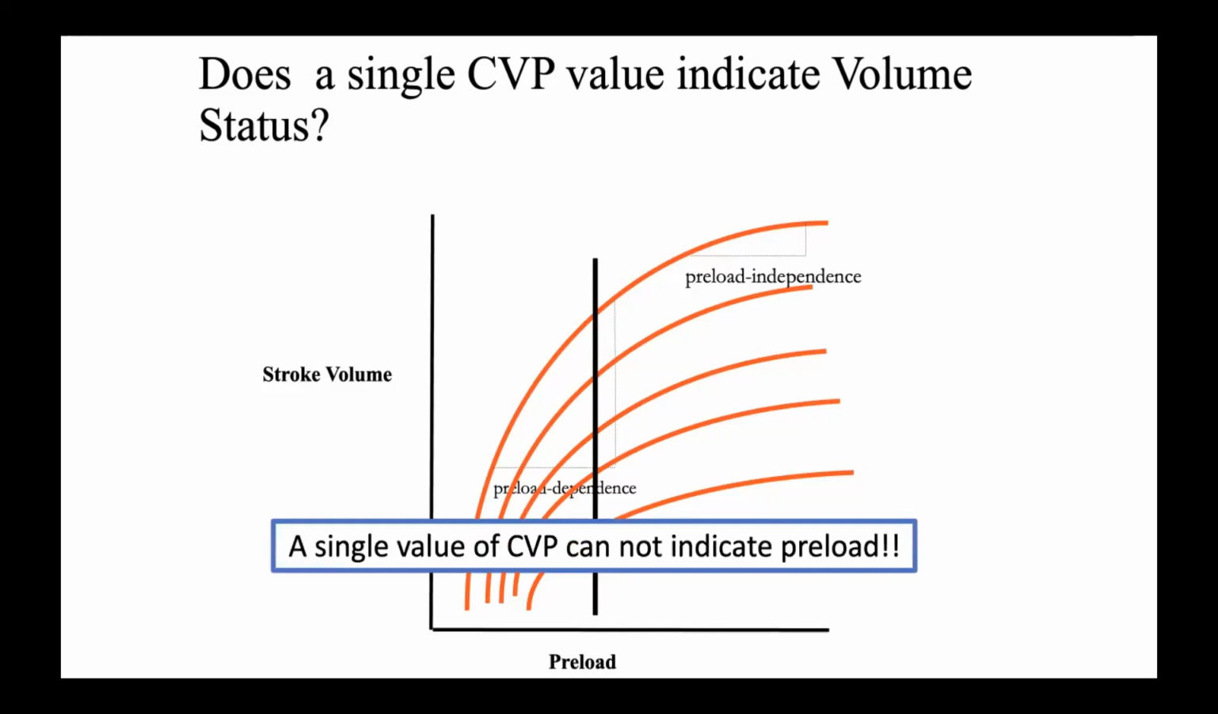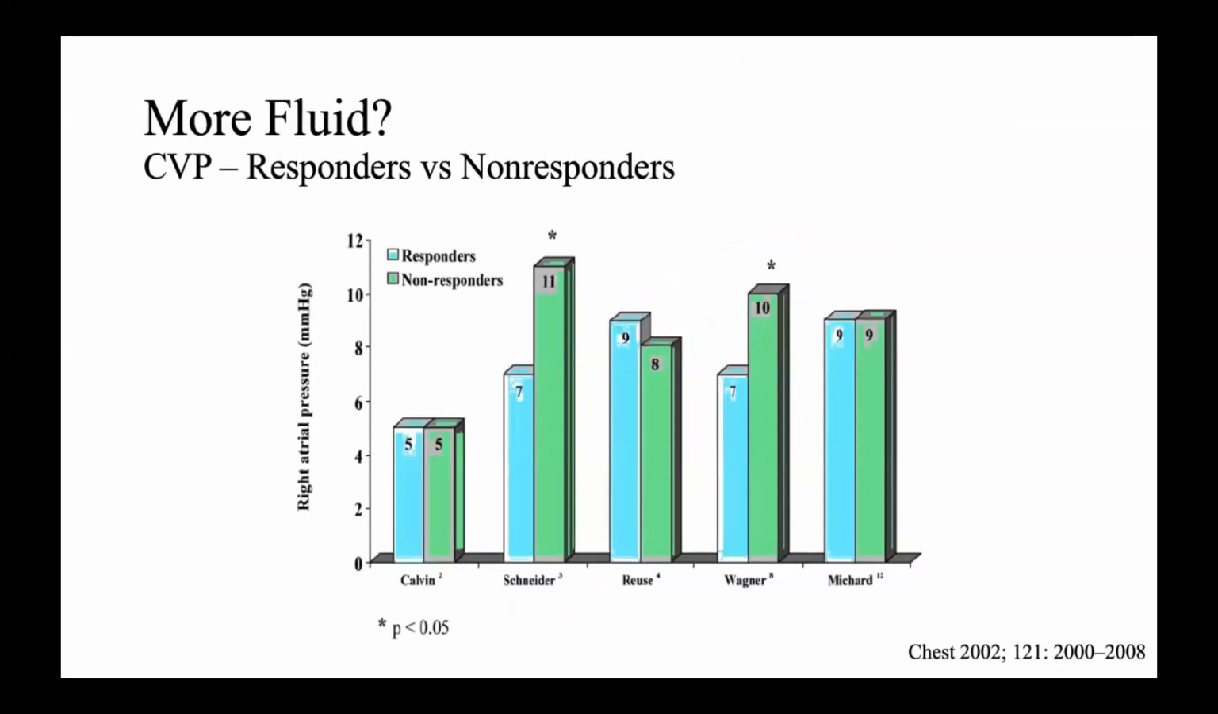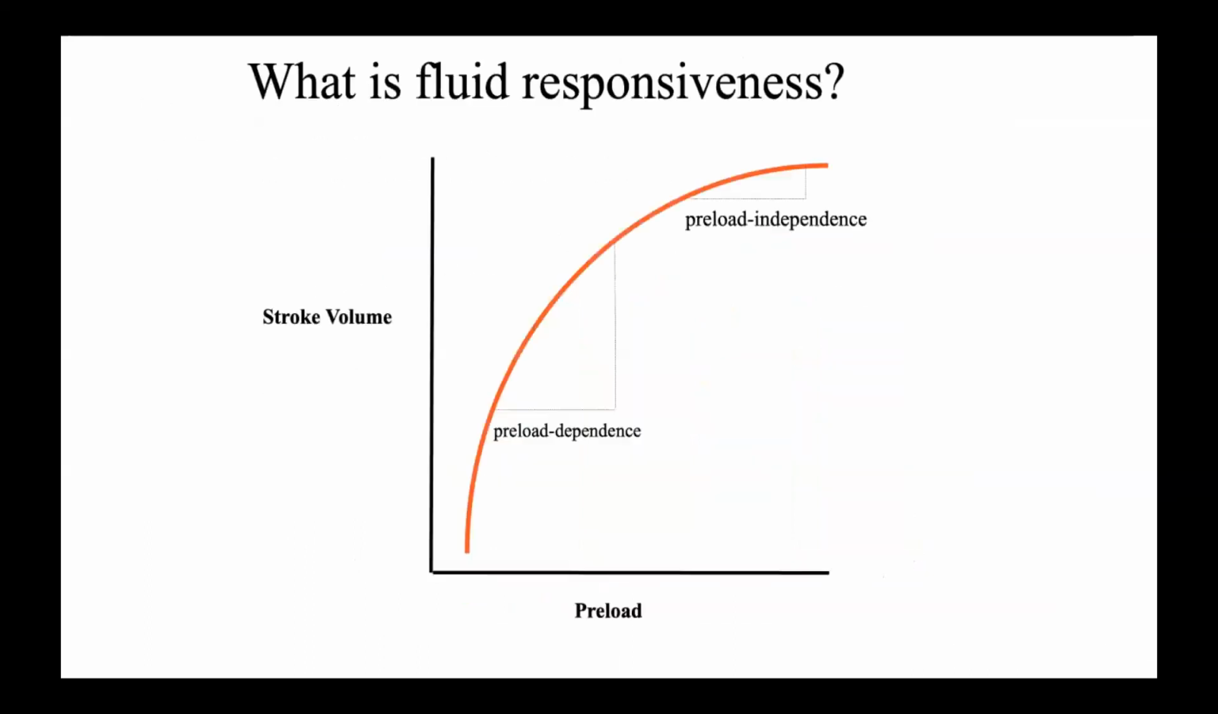If you measure it after an intervention, subsequently after giving say fluid or vasopressor, then the trend will tell you how the central venous pressure is changing in response to your intervention, and that may indicate whether the volume status is improving or not, and whether the cardiac output is increasing or not. So there are multiple studies which show that the single value of central venous pressure can be the same in patients who are responders or non-responders to volume therapy.